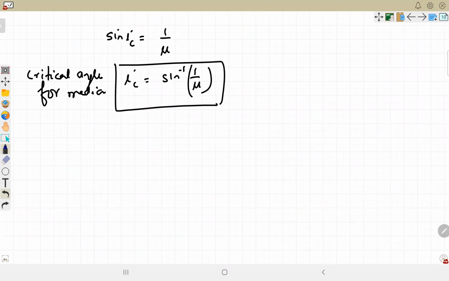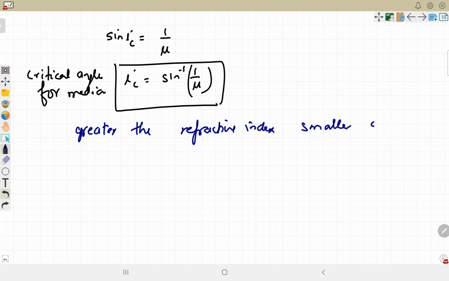So here, greater the refractive index of a medium, smaller will be the critical angle for that medium.